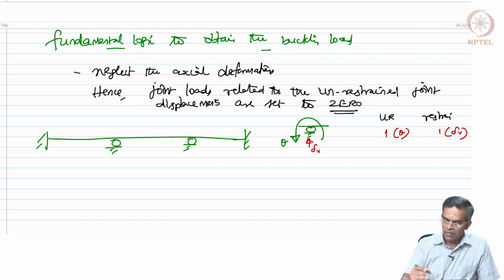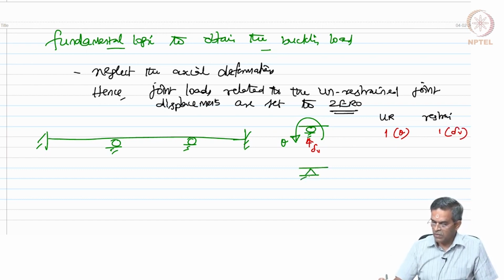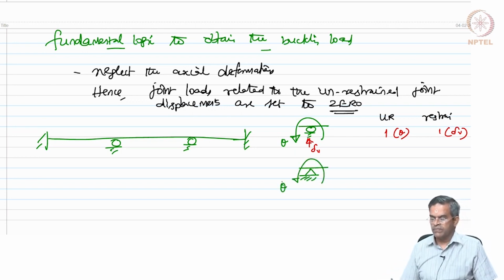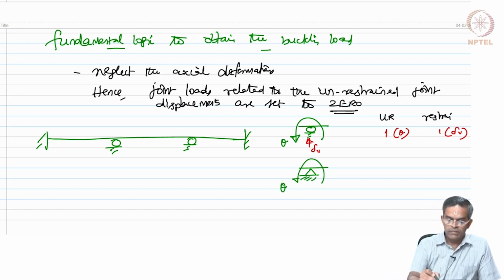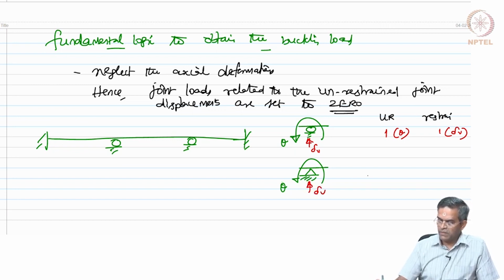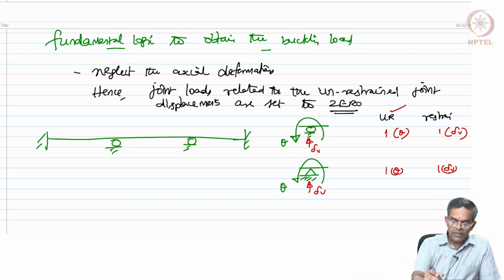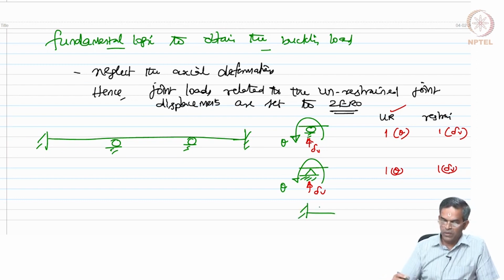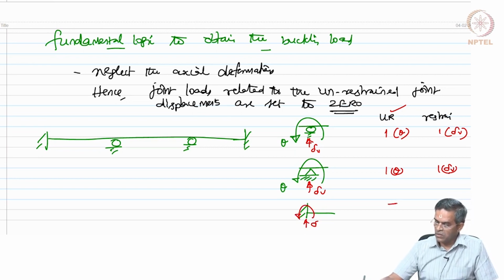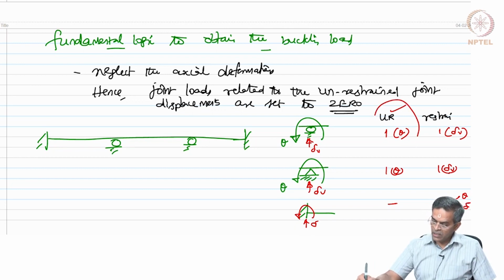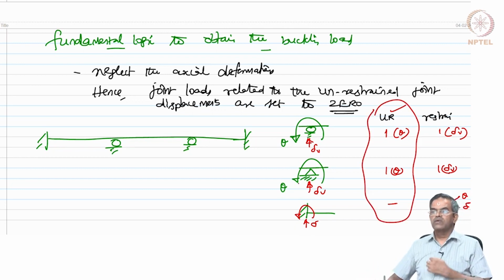If I have a hinged support, this can undergo rotation, but again vertical displacement is restrained. So, 1 rotation unrestrained, 1 vertical displacement restrained. If you have a fixed support, rotation as well as vertical displacement are restrained. So, this is 0, this is 2, 1 is theta, 1 is del. So, these are unrestrained displacements of varieties of supports.